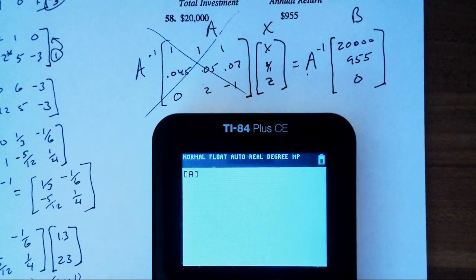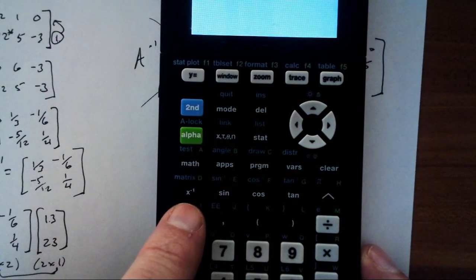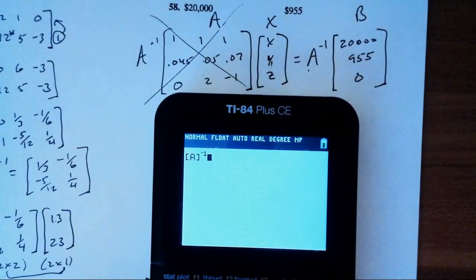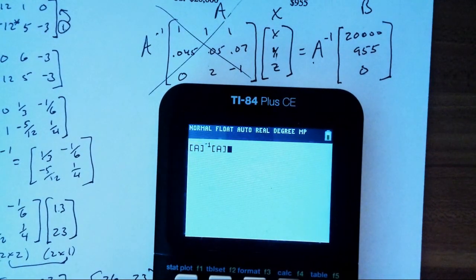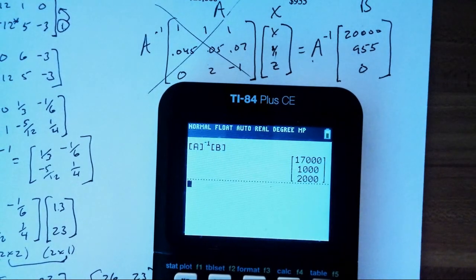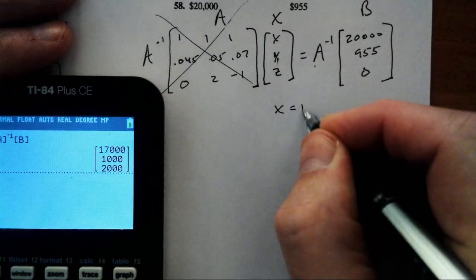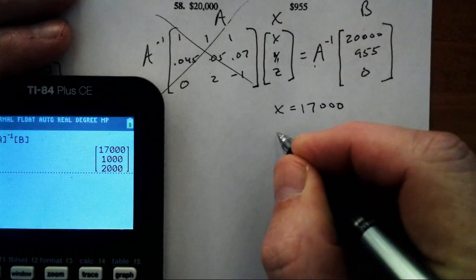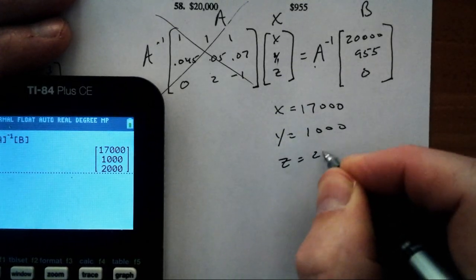And now we can just go to second quit and second matrix. I want to select A. I want its inverse. Use the inverse button. Don't raise it to -1. Bad practice. Matrix A inverse. And multiply that by B. I didn't multiply it by B. Multiply that by B. And we get X is 17,000, Y is 1,000, and Z is 2,000.